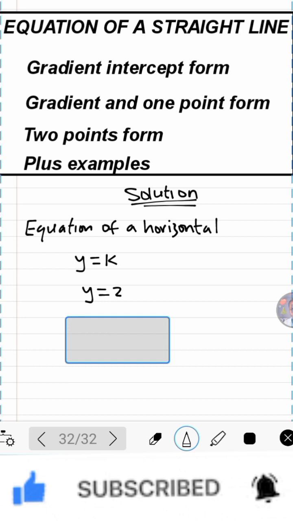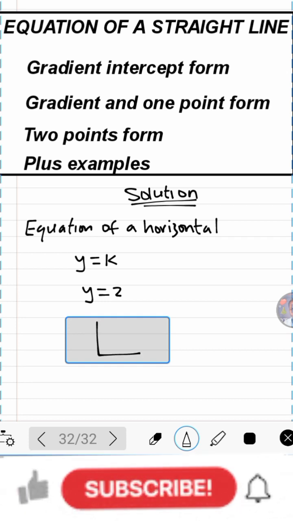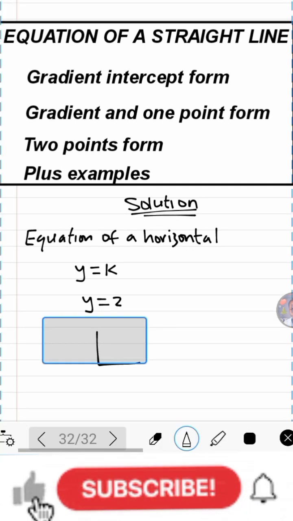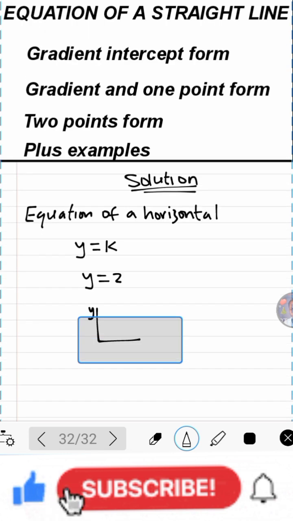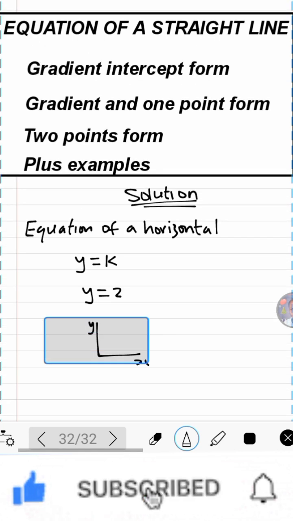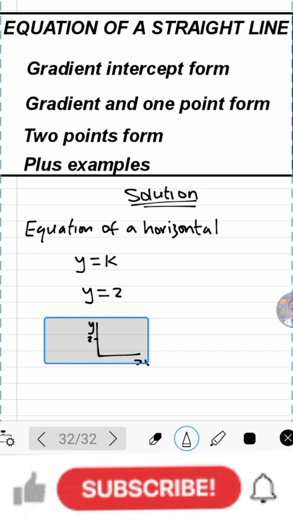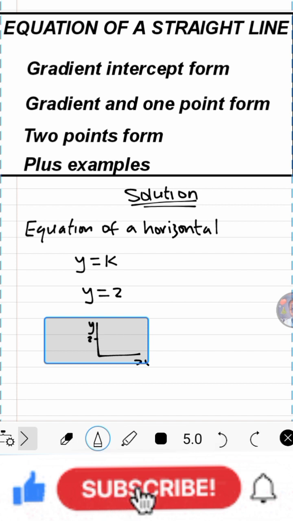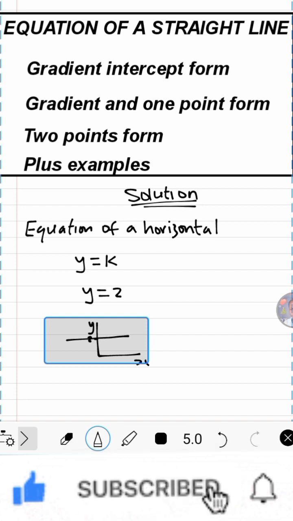Take, for instance, we have a graph like this. This is the y-axis, and this is the x-axis. Let's say this is point 2. If we want to draw a horizontal line that passes through point 2, it is going to be drawn like this. So this is a horizontal line, so y is equal to 2. That is the equation of this line.